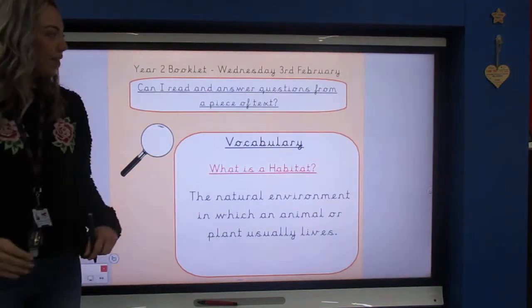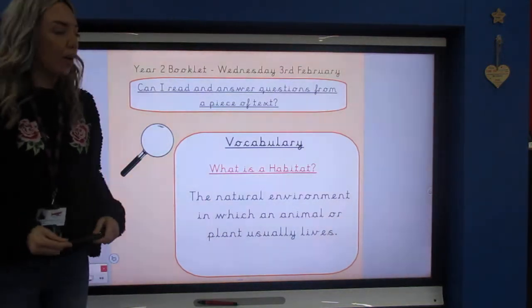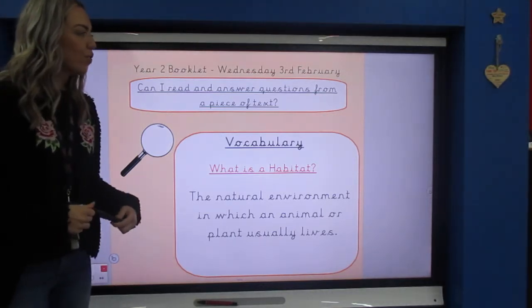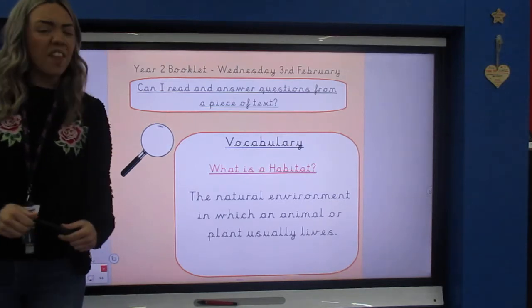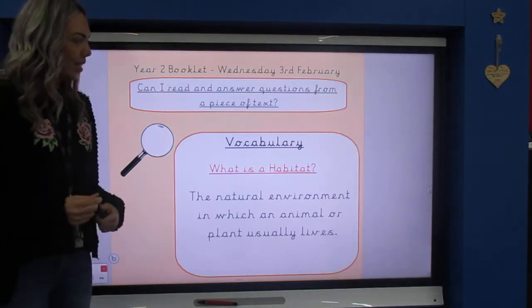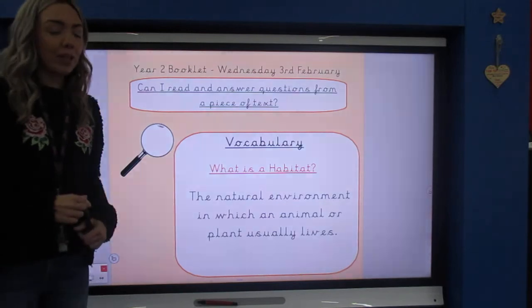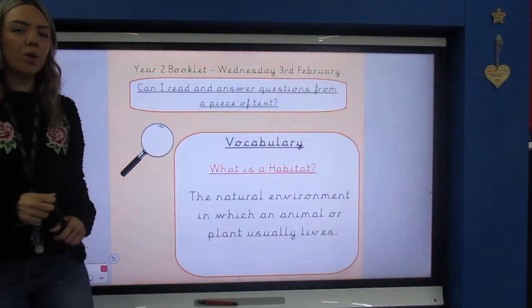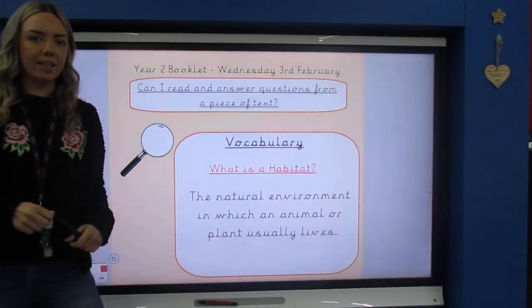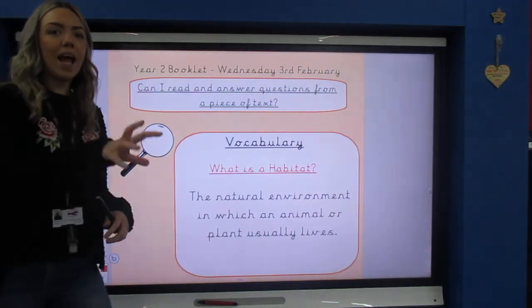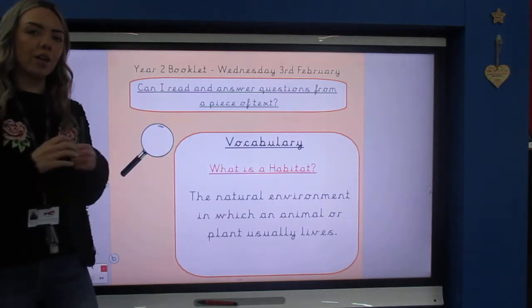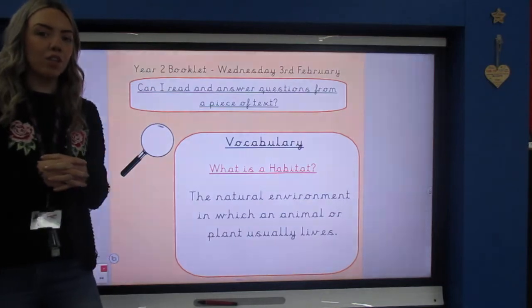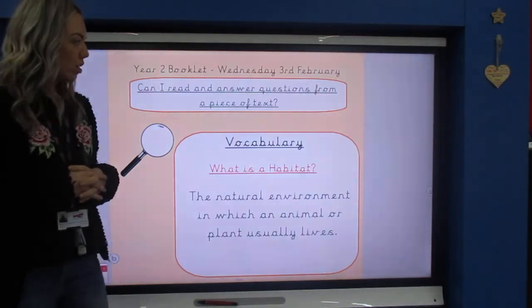So before we begin today, we're going to look at our learning question. And our learning question says, can I read and answer questions from a piece of text? And that's what we've been doing all week, isn't it? So we've been thinking about how we can read a text and how we can retrieve answers. Now, who can remember what retrieve means? Excellent. So it means taking out the important parts of the text, doesn't it? The parts that will help us and give us information that will help us to answer the questions.